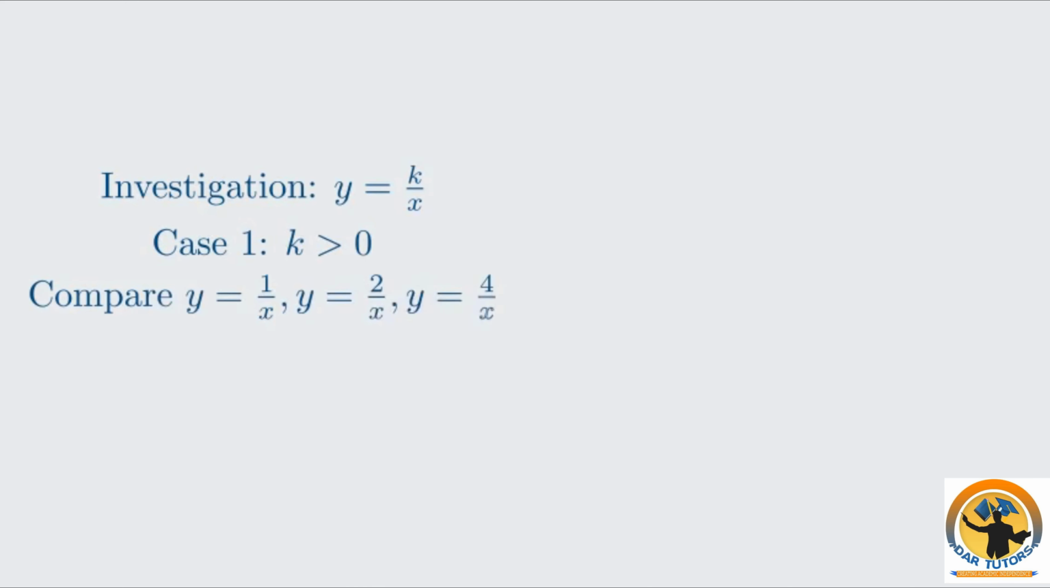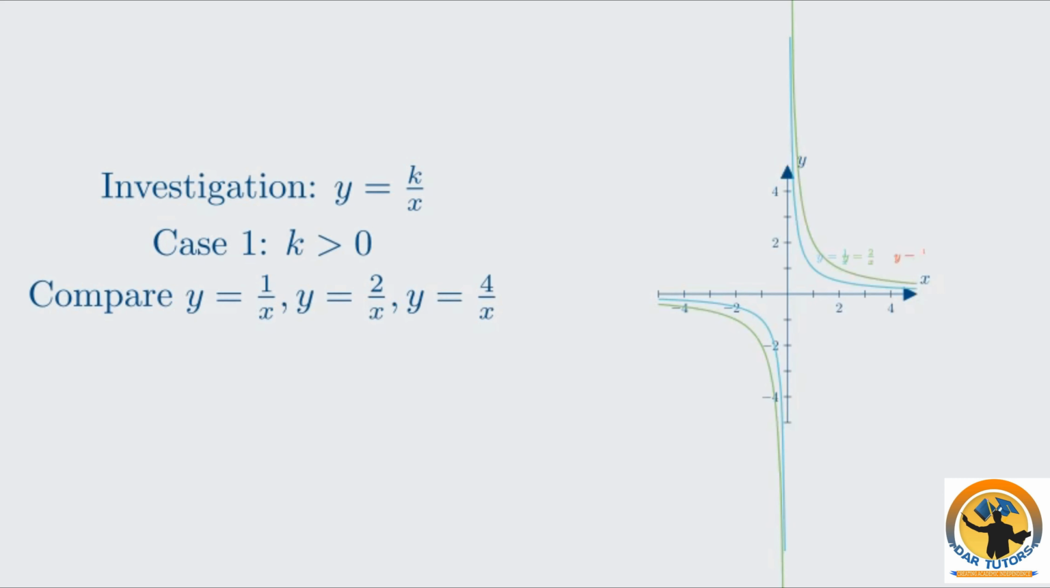Let's investigate how the constant k affects the graph of a reciprocal function y equals k over x. We'll start by looking at positive values of k. Let's compare the graphs of y equals 1 over x, y equals 2 over x, and y equals 4 over x. As you can see, all three graphs are in the first and third quadrants. As k increases, the branches of the hyperbola move further away from the origin. The asymptotes remain the same at x equals 0 and y equals 0.